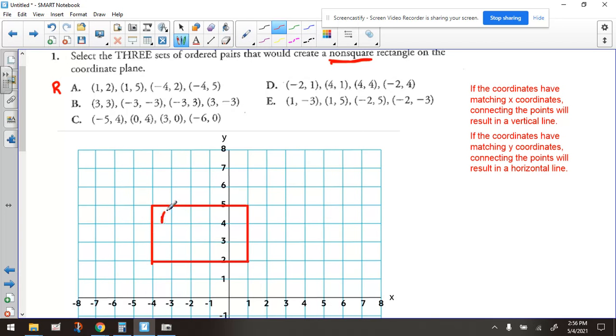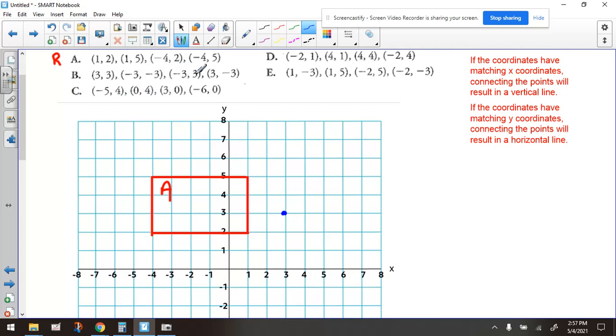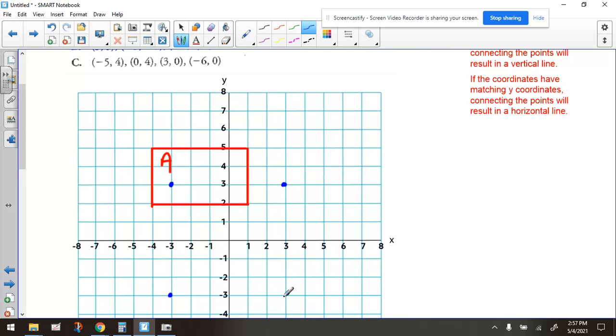This was choice A right here. I'll put that in there so we know. And if we start plotting point B, and how about I use blue for that? Let's go over 3, up 3, over 3, up 3. Let's go left 3, down 3, left 3, down 3. Let's go left 3, up 3, left 3, up 3. And to the right 3, down 3. To the right 3, down 3.